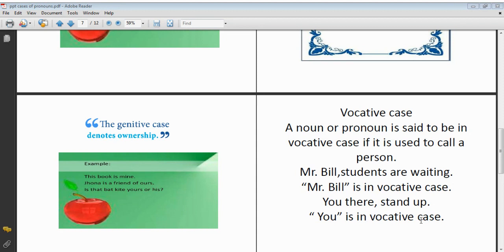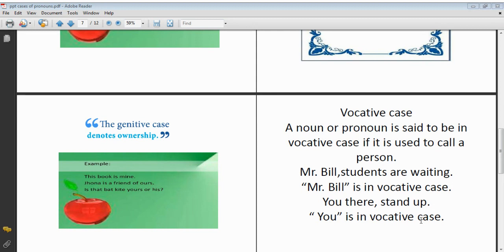So suppose in the first example, "Mr. Bill, students are waiting." It means that you are calling Mr. Bill from somewhere. "Mr. Bill, students are waiting." So it means that Mr. Bill is in the vocative case. You are using the words Mr. Bill just to call somebody.